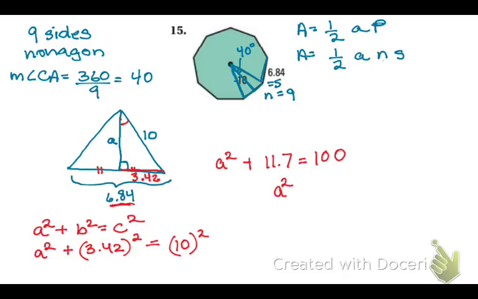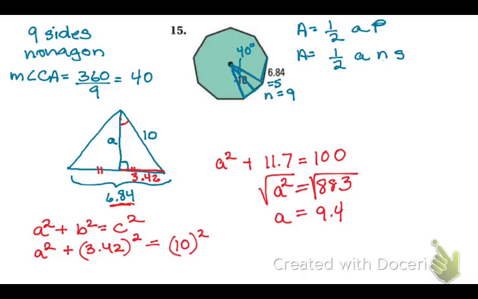So doing a little bit of algebra, subtract 11.7 from both sides. a squared is equal to 88.3. And we take the square root of both sides. We get a, the apothem, is equal to 9.4. I did that in my calculator. So now you're not done. You just know what the apothem is.